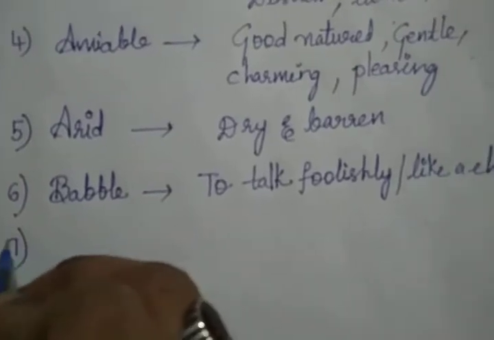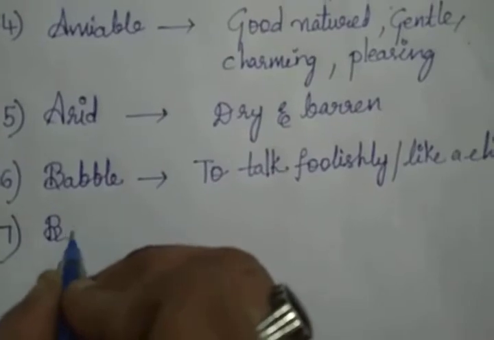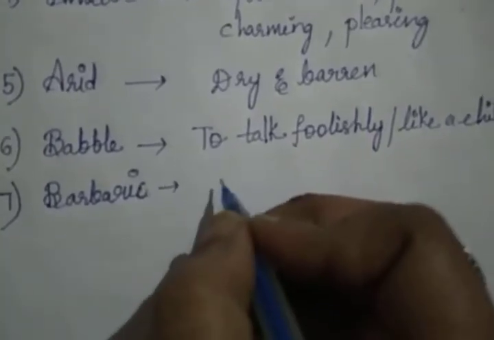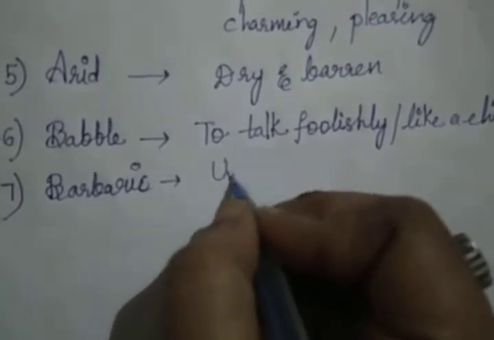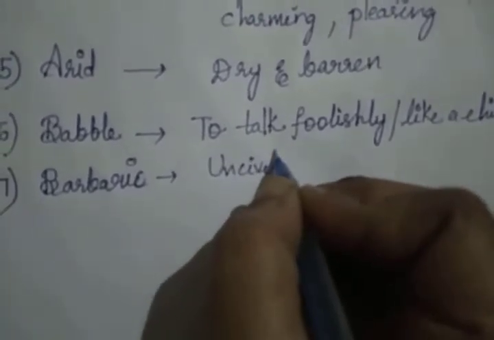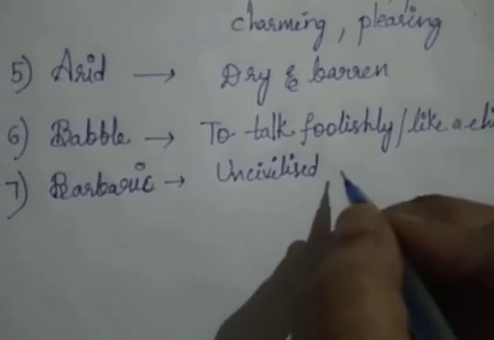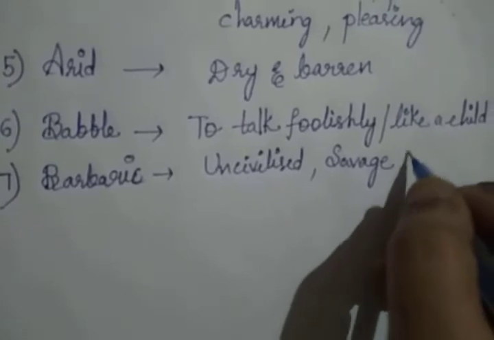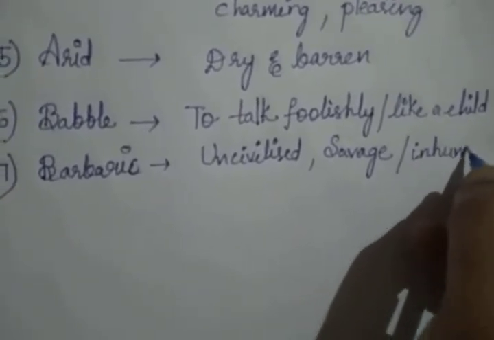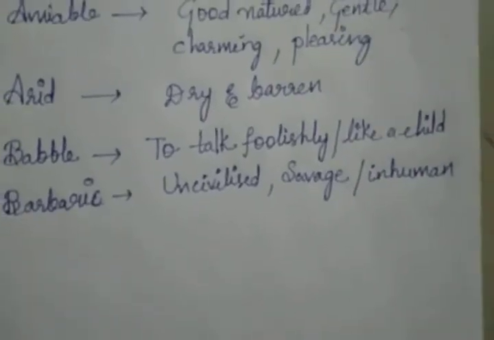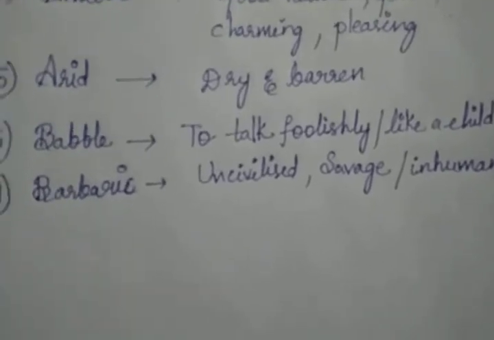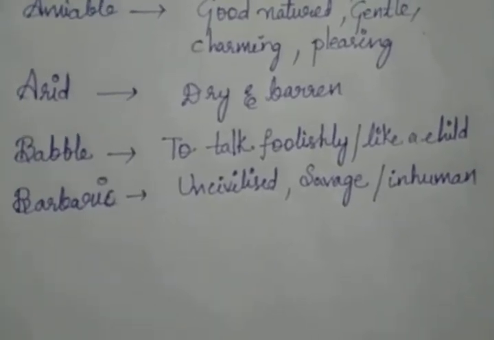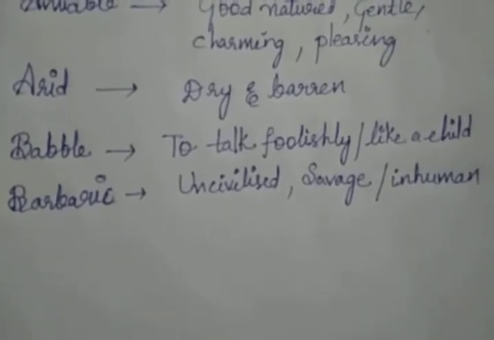Now it's the seventh one. Barbaric. Uncivilized. Savage. Inhuman. Barbaric, uncivilized, savage, inhuman. So the opposite of barbaric is civilized.